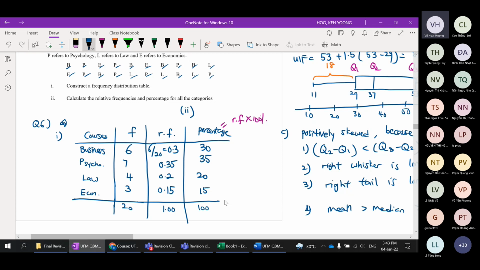So what we can tell from here is that we have 30% of the students enrolled in the business course, 35% of the students enrolled in psychology, 20% come from law, and then economics students, they are only 15%.